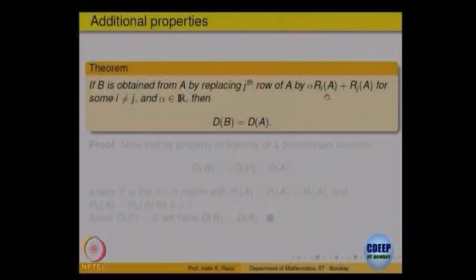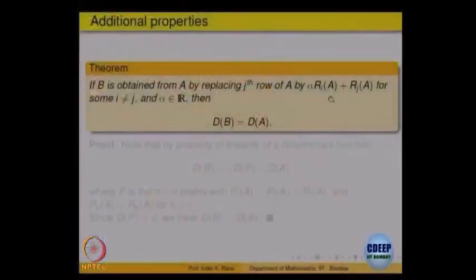Why? Because only the jth row changes. So on the right hand side, when you apply linearity, what will happen? One matrix will have R1, R2, and at the jth place the same row will be repeated. The other will have ith and jth as they were, and that will be A itself. This is the jth entry, the jth row for the new matrix.